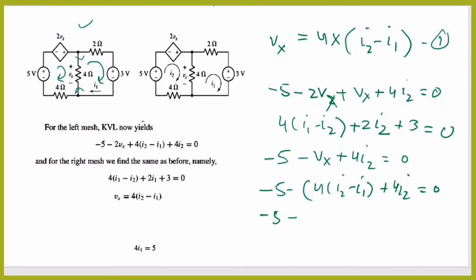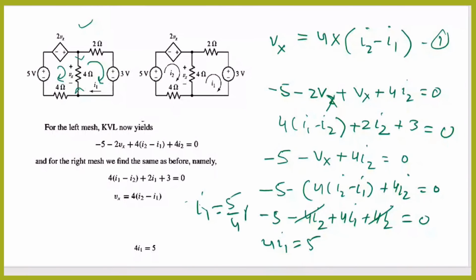Four i2 minus i1 minus 4i2 minus 4i2 plus 4i1 plus 4i1 plus 4i2 plus 4i2 is equal to 0. So plus 4i2 minus 4i2 get cancelled. So 4i1 is equal to 5. So I1 is equal to, what is I1? 5 by 4 amperes. So I1 is equal to 5 by 4 amperes.